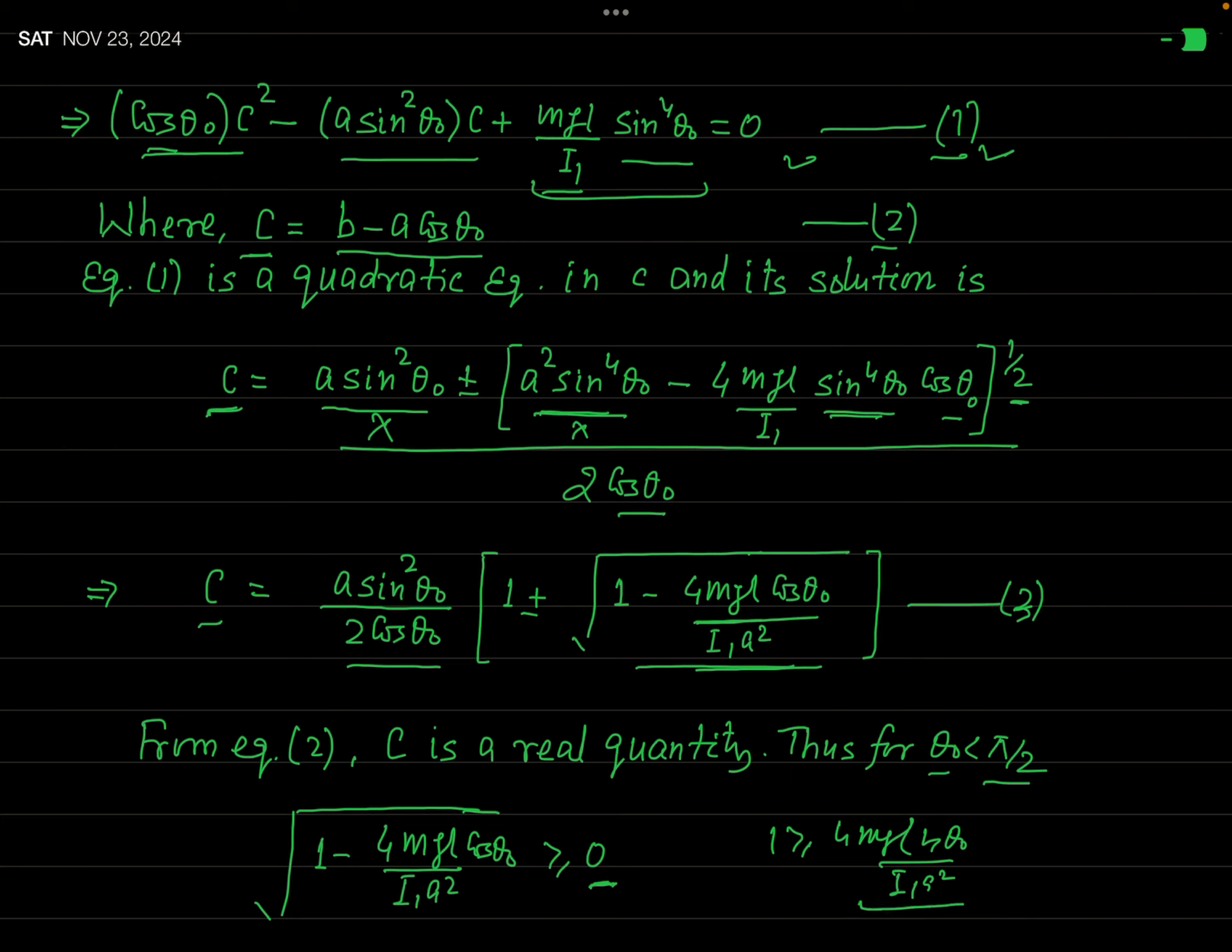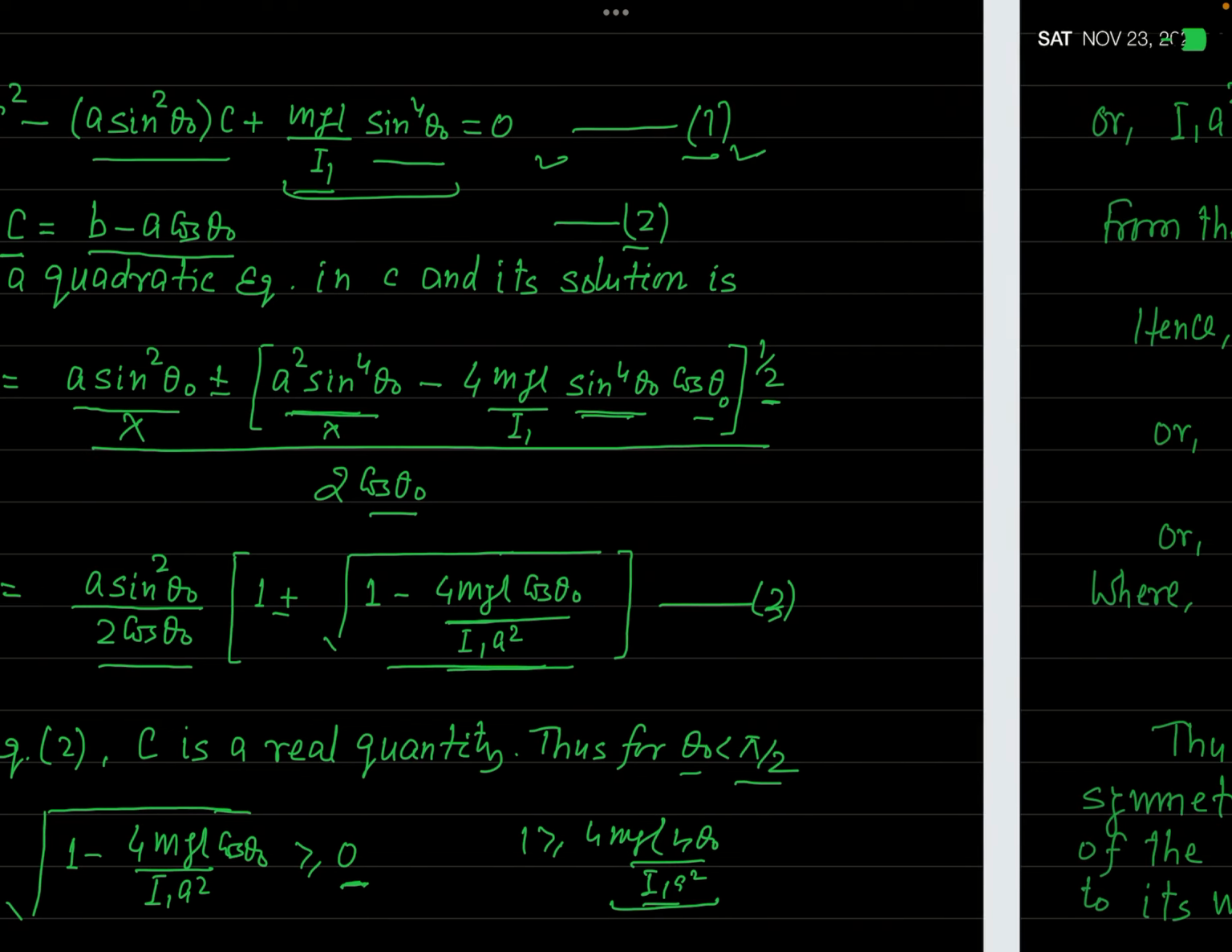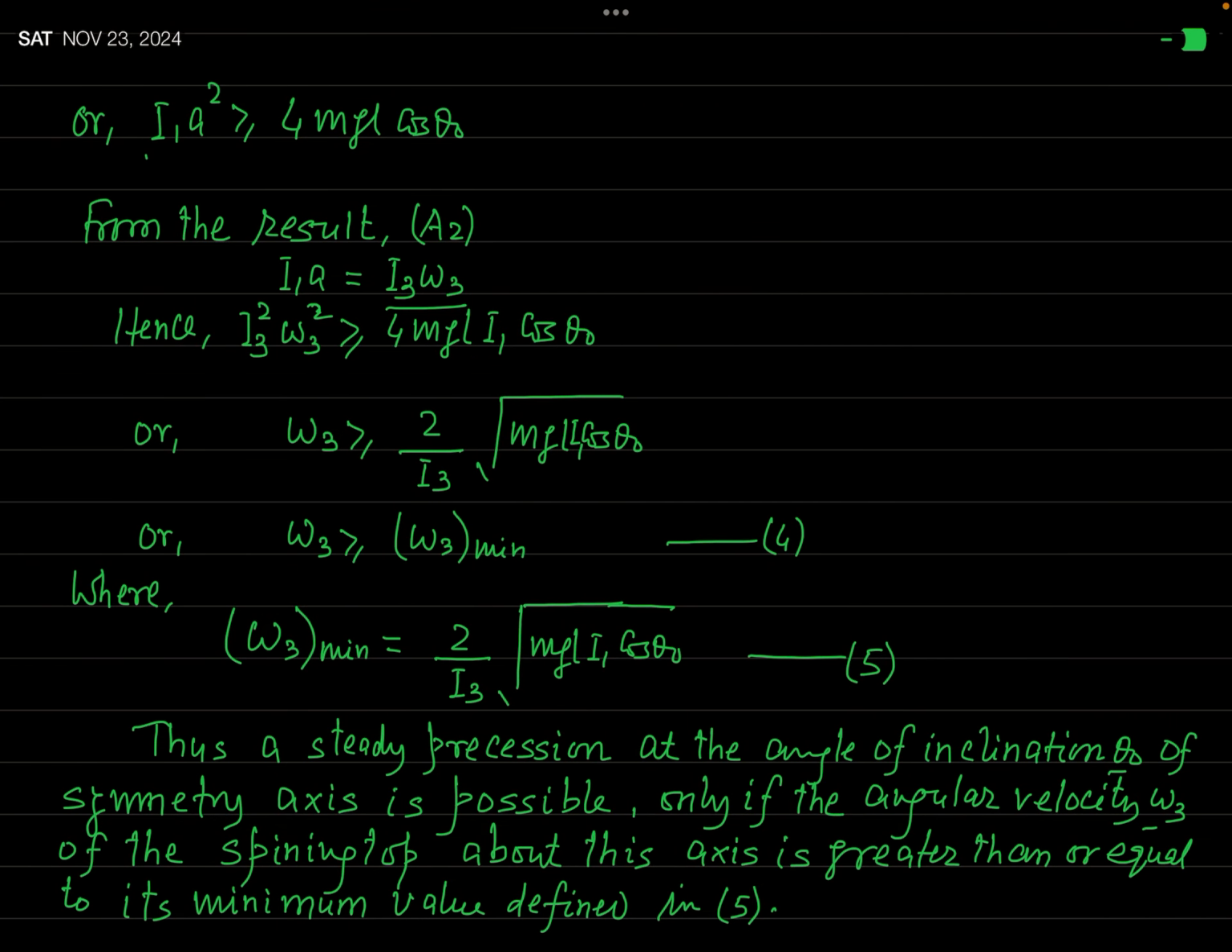In other words, you can also say that this factor must be less than or equal to 1. And this will be less than 1 only when I1 a square is greater than 4 mgl cos theta naught. So in accordance with this condition, I1 a square must be greater or equal to 4 mgl cos theta naught. I have written it here, you can see that I1 a square must be greater or equal to 4 mgl cos theta naught.